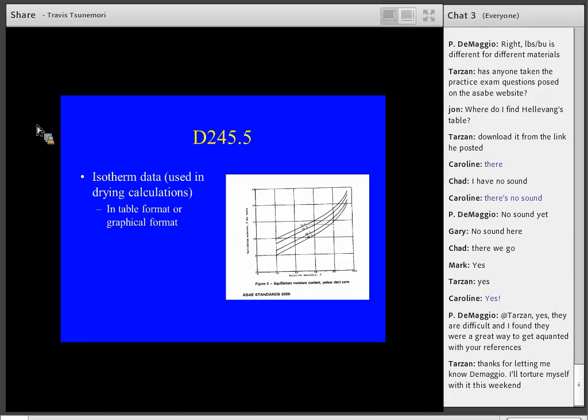Okay, you kind of know that. Heat's going to dry things out. Going to tend to sort of move things down on that curve. And this is for a particular material. This is for yellow dent corn. And again, this comes out of the D245.5 standards, these isotherms.